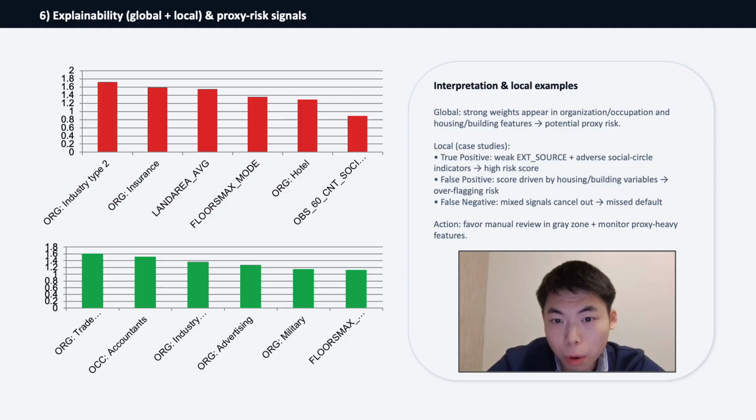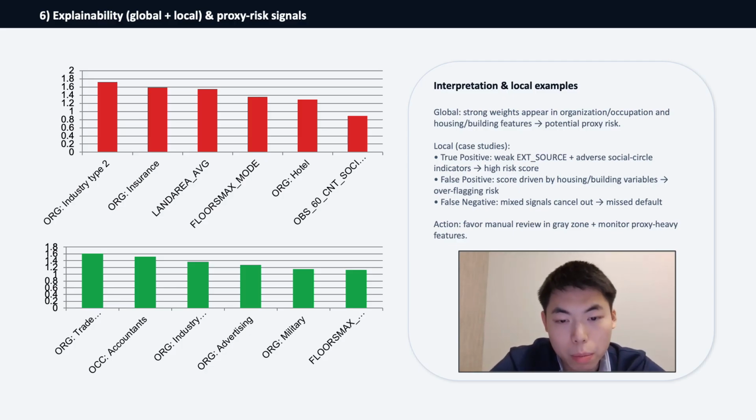We use both global and local explanations. For the global view, we checked which features had the strongest impact in the model, and for the local view, we looked at three example cases: one true positive, one false positive, and one false negative. This helped us understand not only what the model learned, but also where the model may make mistakes.